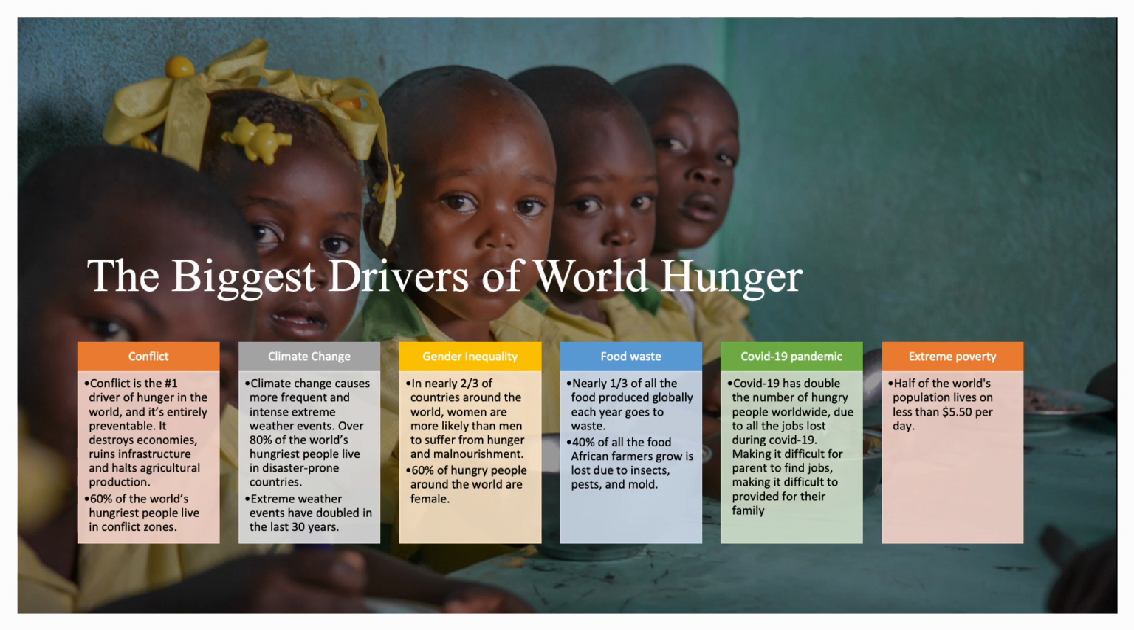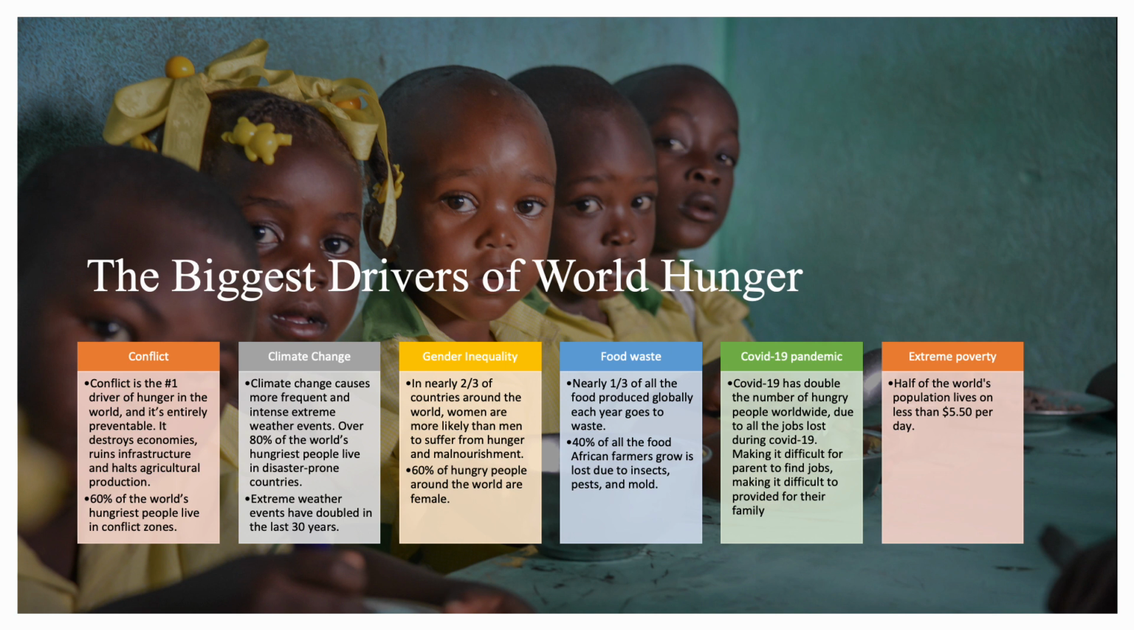Gender inequality. In nearly two-thirds of countries around the world, women are more likely than men to suffer from hunger and malnourishment. 60% of the hungry people around the world are females. This is because in some of these countries, women are perceived as less than men.